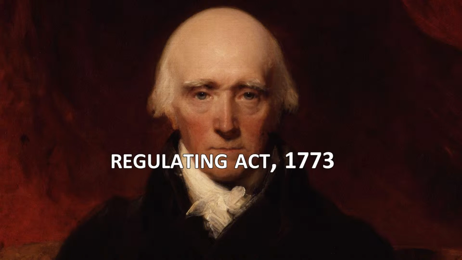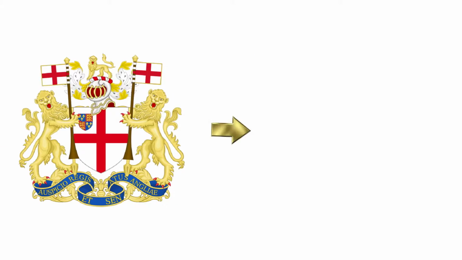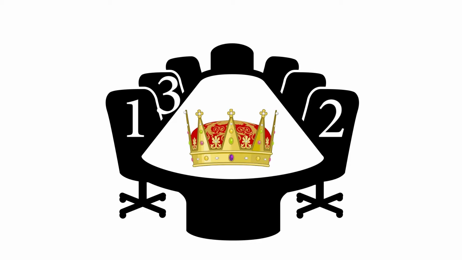After the Regulating Act came the Pitt's India Act 1784. Under this act, the Company transferred its power to the British Parliament. A special court was established to try the company officials for the offences committed by them in India. A council was established with 3 members and the Commander-in-Chief was one of them.